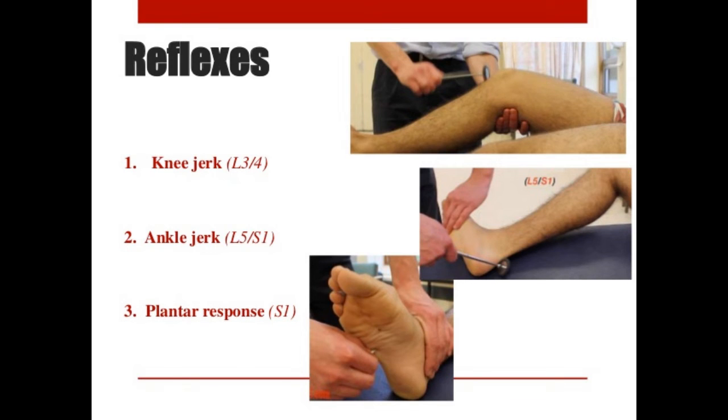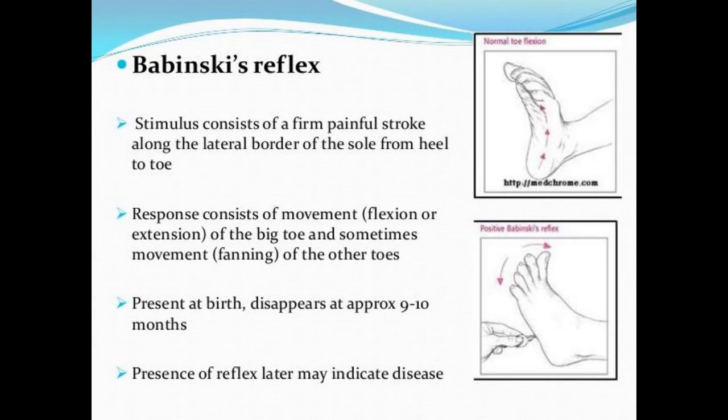Assess the plantar response by stroking the lateral edge of the patient's sole in a J stroke from heel to toe using a blunt object, such as the handle of a reflex hammer. The normal response is for all toes to flex, called a flexor plantar response.